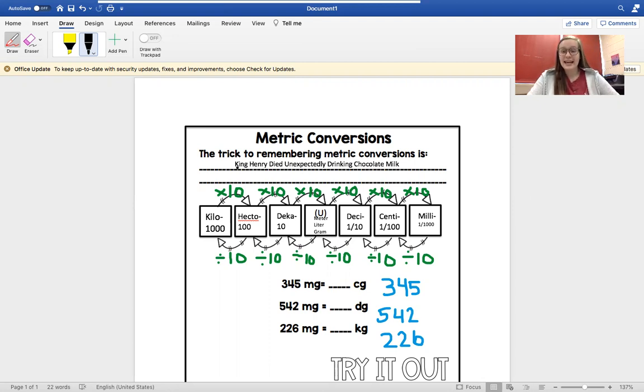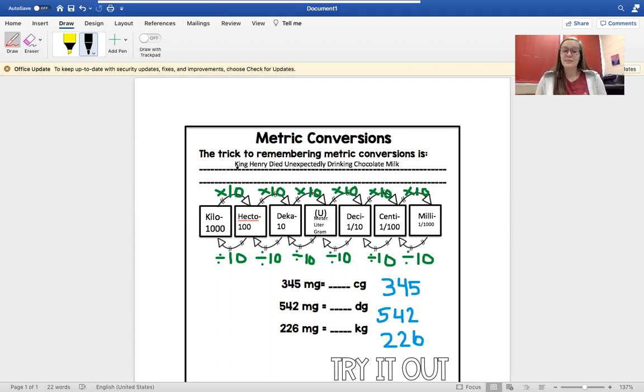Unexpectedly, we use that U actually to represent units because you can use either meter, liter, or gram. For example, you can have a kilometer, a kiloliter, or a kilogram. Okay, so the unexpectedly, the U is unit. Drinking is deci, chocolate is centi, and milk is milli. So King Henry died unexpectedly drinking chocolate milk. Use the first letter in each of those words to remember kilo, hecto, deca, unit, deci, centi, milli.